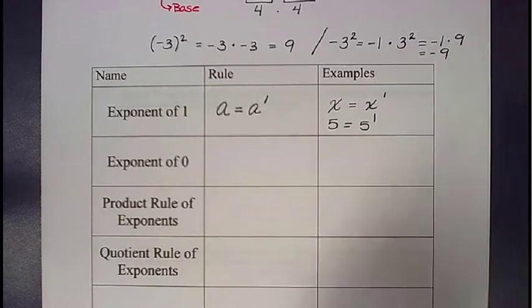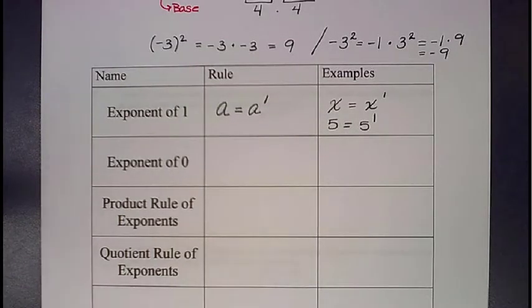And it's kind of like when you have x and people go, well, what's the coefficient? It's 1. It's the same thing here. If I don't have a number written down as my exponent, my exponent is 1.